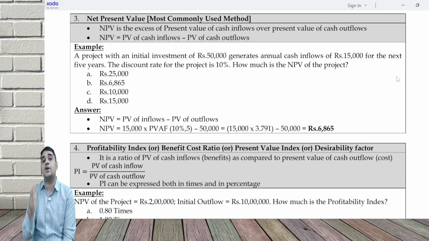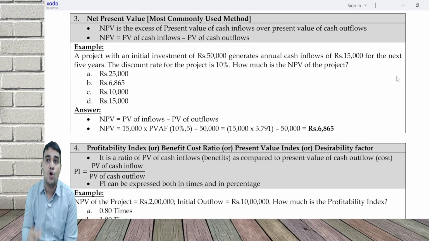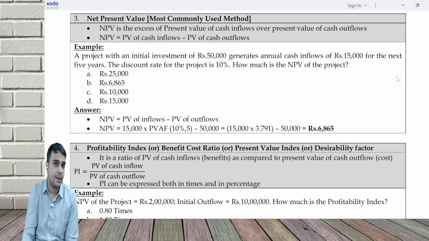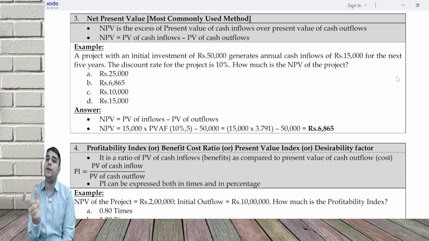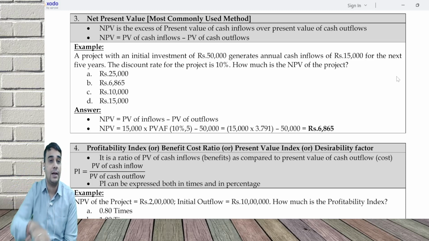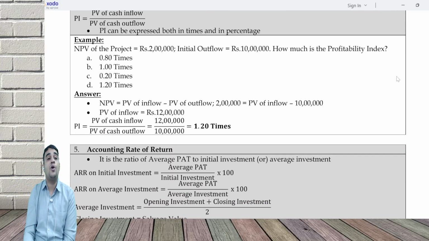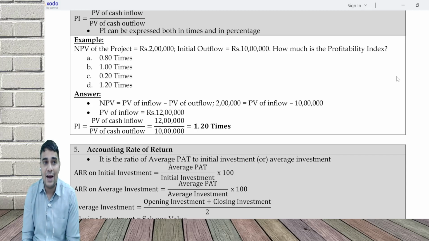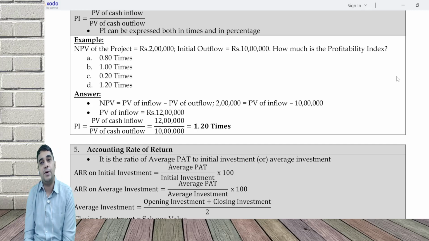Profitability index, or benefit cost ratio, or present value index, or desirability factor, is the ratio of benefits to cost. Benefits is present value of inflow, cost is present value of outflow. Anything greater than 1, or greater than 100%, is better. It can be expressed in times or in percentage. If you have NPV and outflow in the question, you can combine them to get the inflow and calculate the profitability index. Accounting rate of return is the ratio of average profit to the initial investment or average investment. Average profit is the sum of all profits divided by the number of years. Initial investment is the initial outflow.